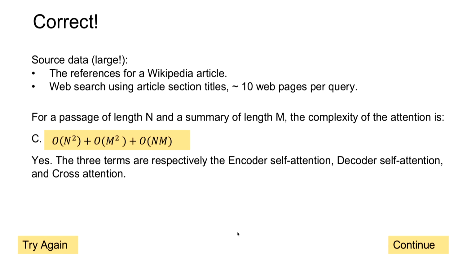The third answer is right because the self-attention on the input side n is quadratic. We explicitly compute a weight between every I and J position on the input. And we do the same on the output, so it's m squared on the output. And we have links from every output position to every input position, so we also have that third term.